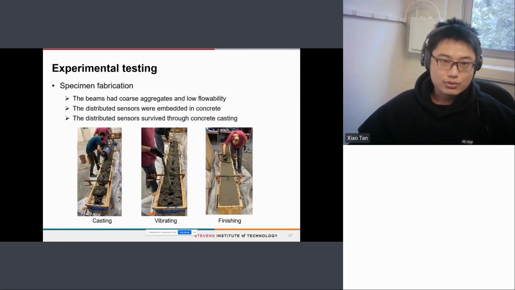The slide shows the concrete casting and the finishing of the casting surface. The beams have coarse aggregate and low flowability. An electric vibrator was used to consolidate the concrete. After the concrete placement, the beams were cured in air at 25 degrees C with a relative humidity of 50%. The distributed sensors embedded in concrete survived through the concrete casting process.